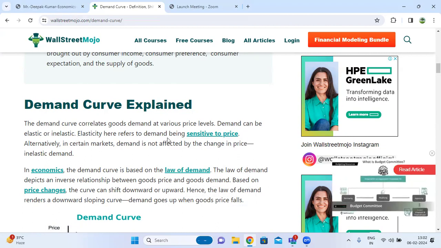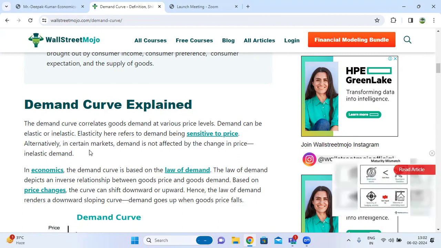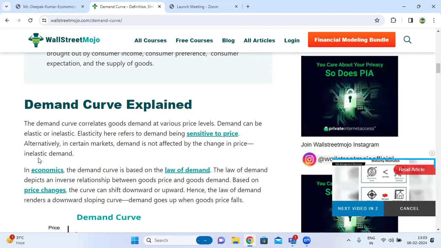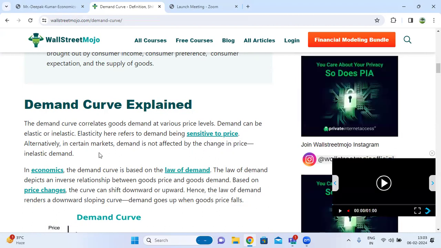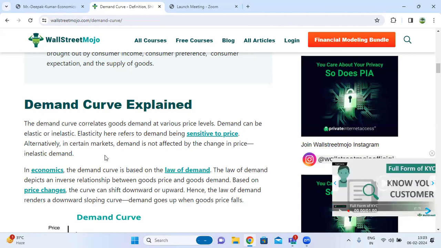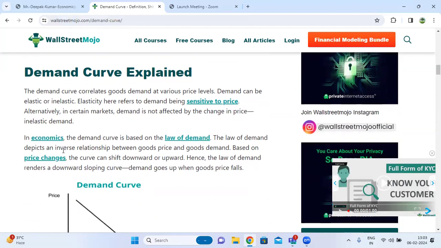Inelasticity here refers to demand being insensitive to price, while elastic demand is price sensitive. Alternatively, in certain markets, demand is not affected by changes in prices, so there is no change in demand when the price of the commodity changes. This is inelastic demand.